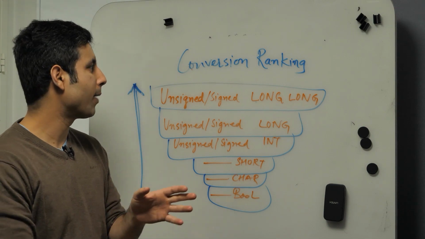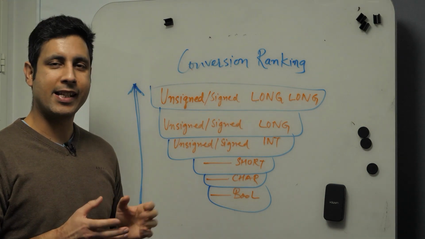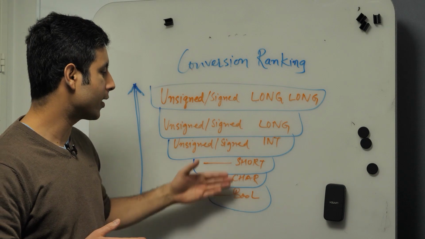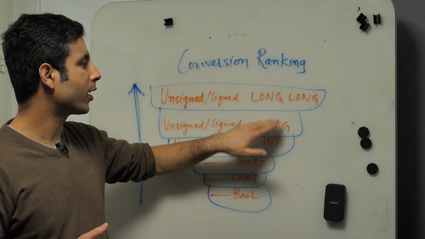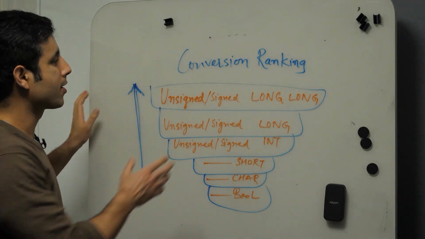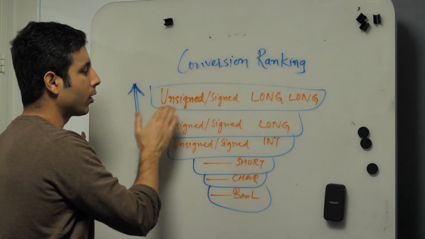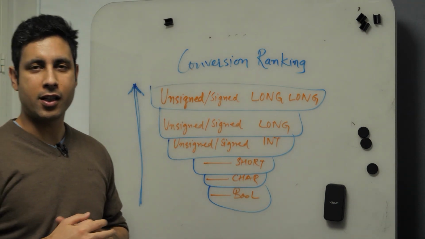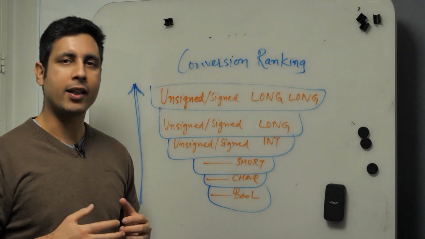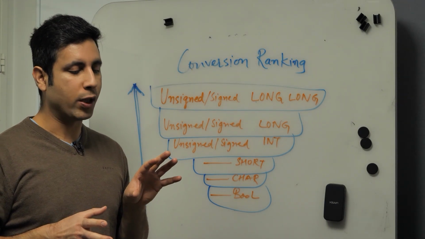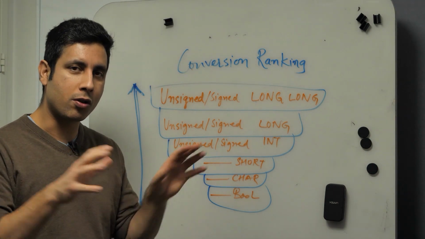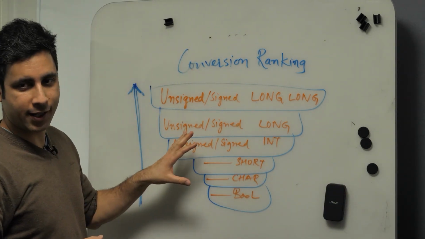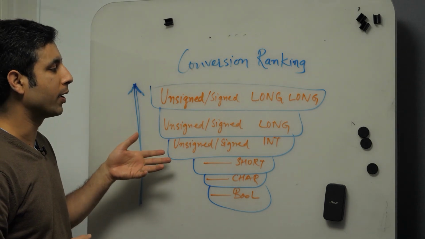We just spoke a while back about conversion ranking. In the C standard, all the data types are ranked according to this ranking. We have bool, char, short at the bottom, and then we have integer type, long type, and long long type. And of course, unsigned and signed types have the same level of ranking. This ranking is quite important when we are doing the usual arithmetic conversions, when we are applying operators to operands in an expression. So we just need to remember this conversion ranking while programming.